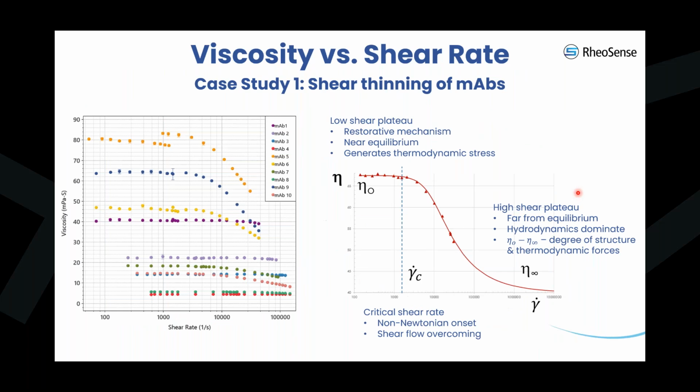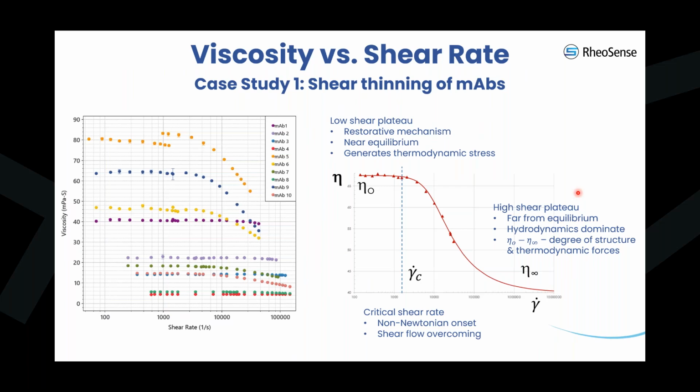For the first case study, let's take a look at how viscosity changes with shear rate using high concentration mAB formulations as an example. We know that other materials like polymers, colloids, and emulsions may show shear thinning behavior, but here we want to focus on mAB formulations, because high concentration mABs are becoming more common, especially for self-injection.